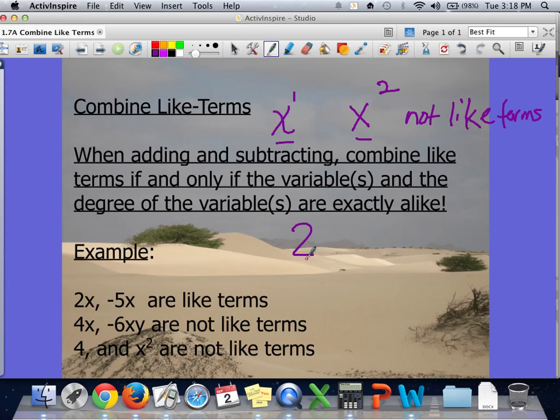If you have the number 2 and you have an x and you were trying to combine these, you cannot actually put those two together because these are also not like terms.